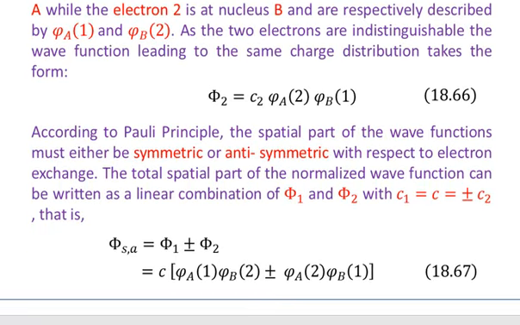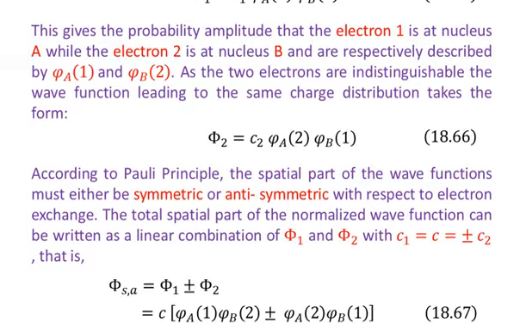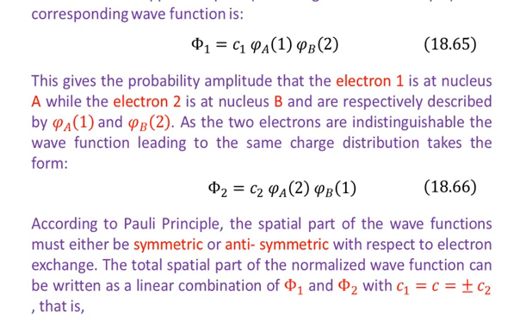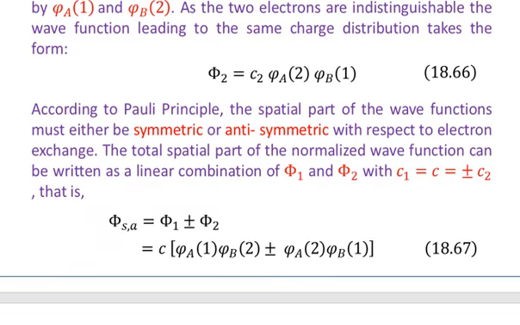So you see that it is better to combine the two to give a comprehensive wave function. According to the Pauli principle, the spatial part of the wave function must either be symmetric or antisymmetric with respect to electron exchange. The total spatial part of the normalized wave function can be written as a linear combination of phi 1 and phi 2, with C1 equal to plus or minus C2.